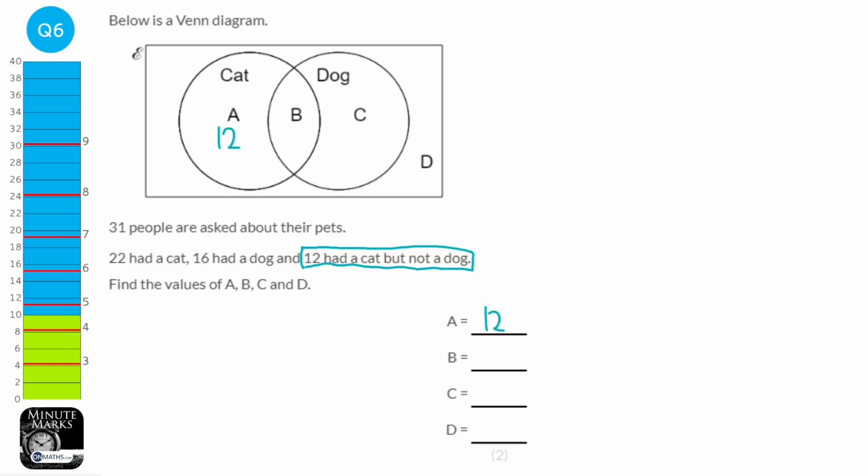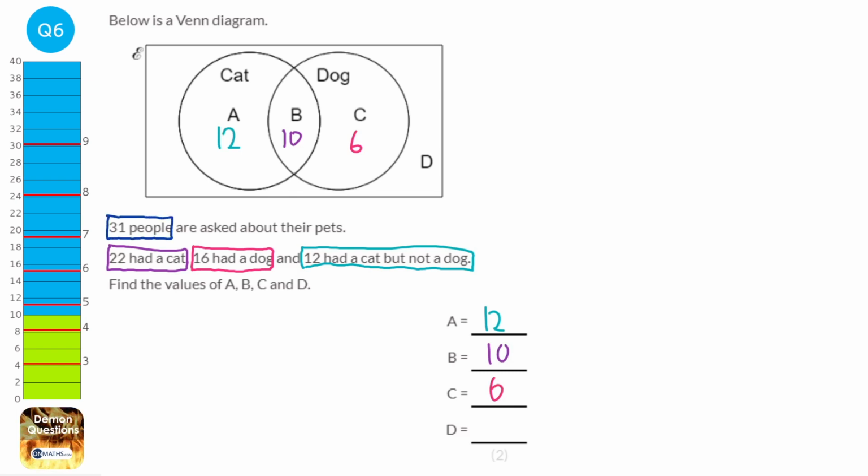So if 12 had a cat but not a dog, and in total 22 had a cat, we're going to do 22 take away 12, which is 10. So 10 had a cat and a dog. If 16 had a dog and 10 also had a cat, that means that 6 had a dog. Let's make sure we fill these in. And if overall there were 31 people and there were 12 who just had a cat, 10 who had a cat and a dog, and 6 who had a dog, that leaves 3 left over.